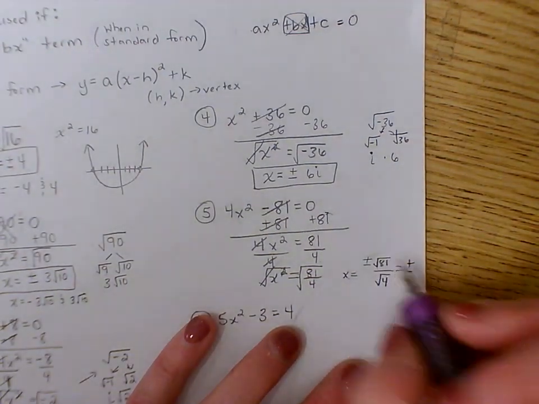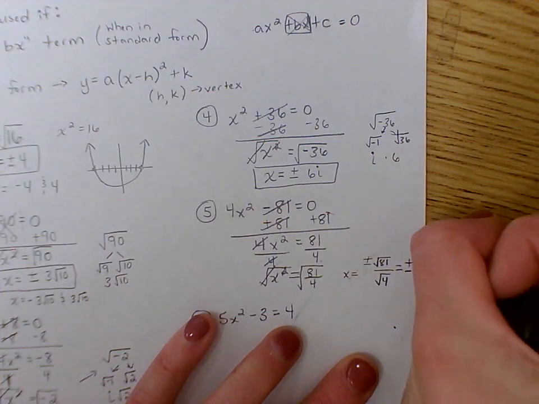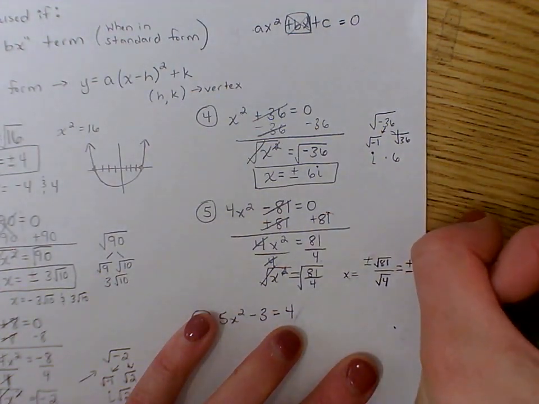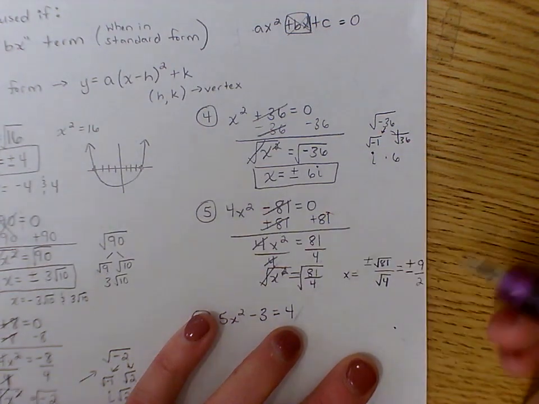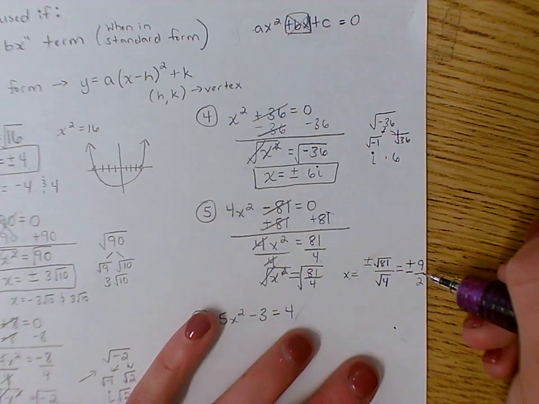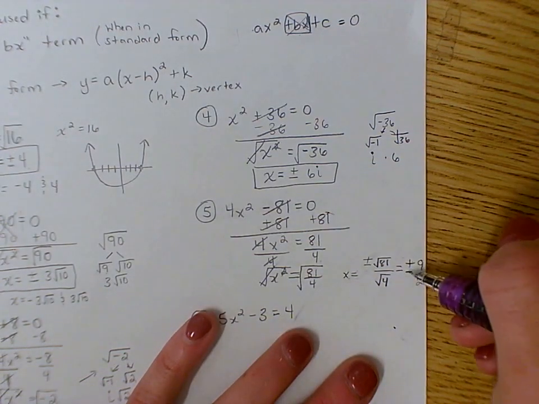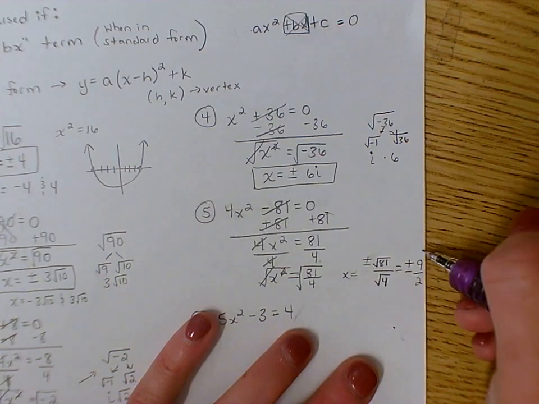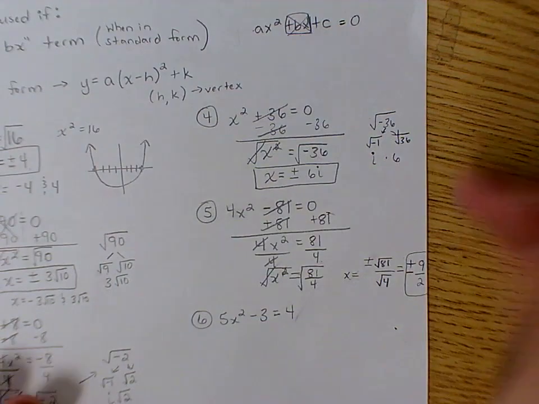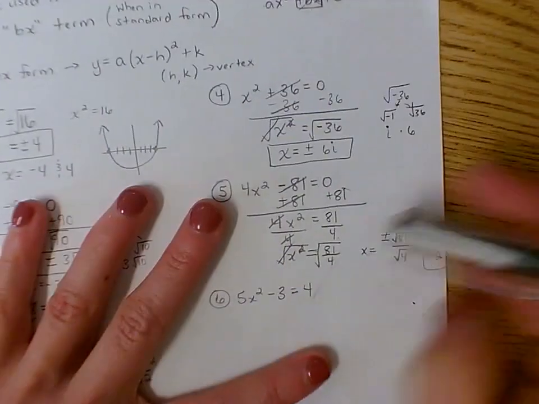and then I can take the square root of each one. What is the square root of 81? Well, what times itself gives you 81? 9. What is the square root of 4? Well, what number times itself gives you 4? It would be 2. So notice it simplifies nicely. Now, it's not going to simplify all the way, but this would be your answer, positive or negative 9/2. That would be the x value that, if you plug it into that equation, would work in that equation.